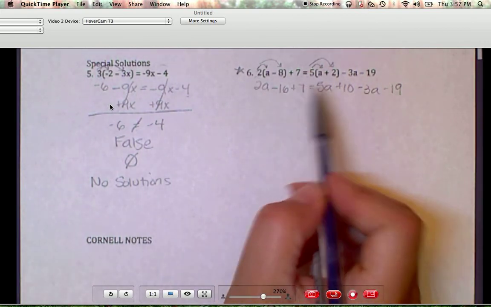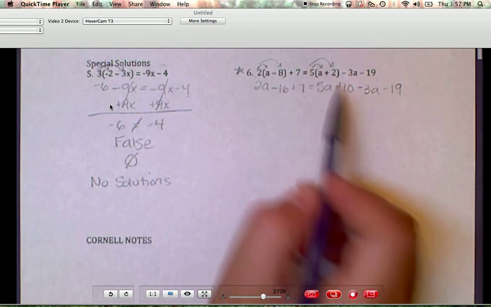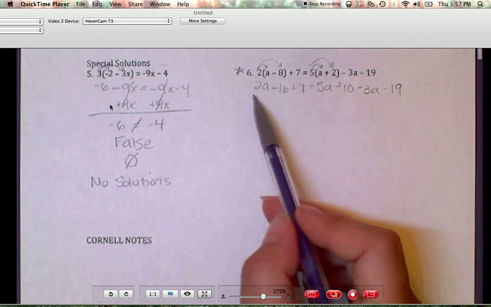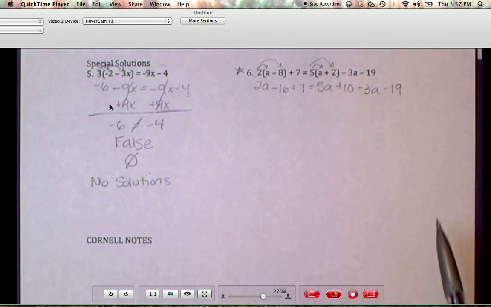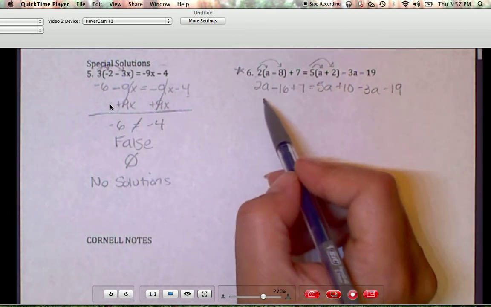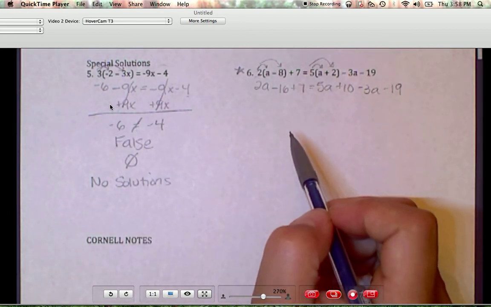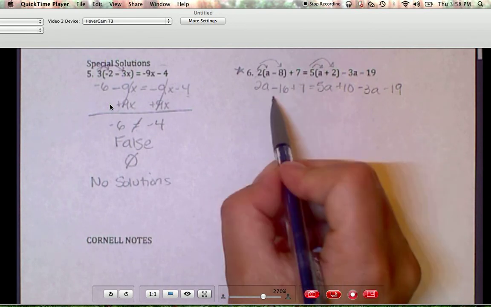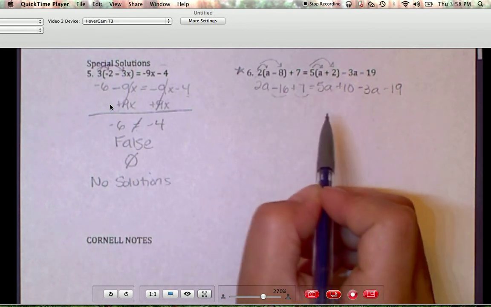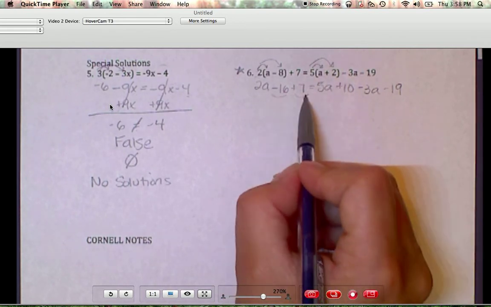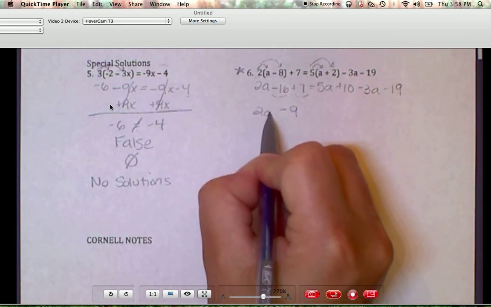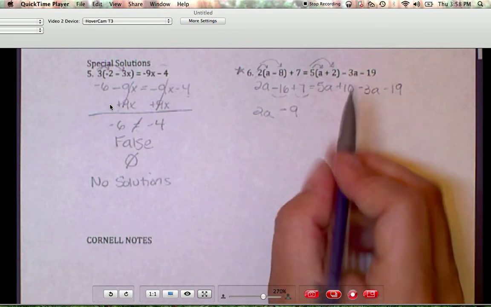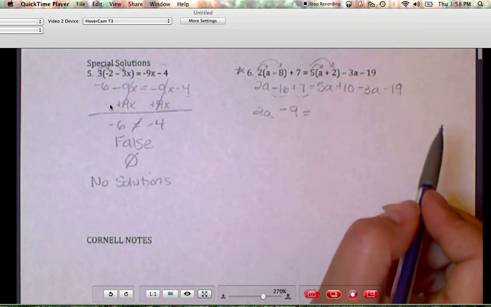we do have to distribute on not just one side but both sides. And we are going to have to combine like terms on the left side and combine like terms on the right side. So if we look at the left side, what can we combine that are alike? We've got an a here, and we've got two constants, negative 16 and positive 7. Those can be combined to give us negative 9. So we have 2a minus 9 on the left side. How about on the right side?